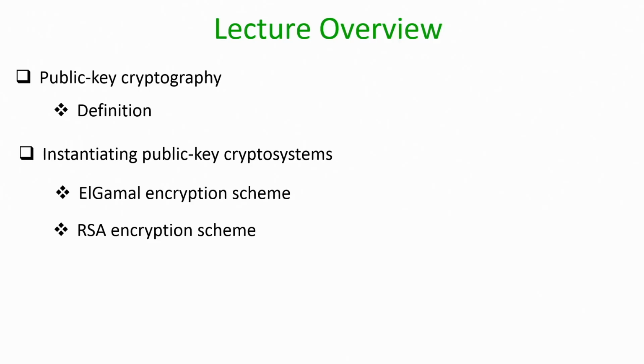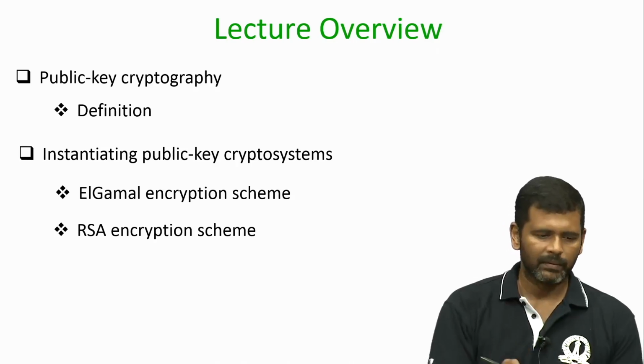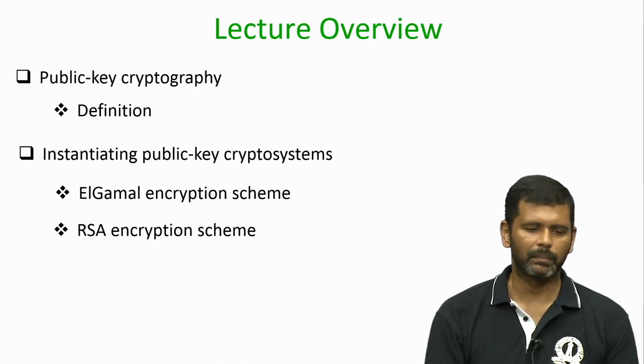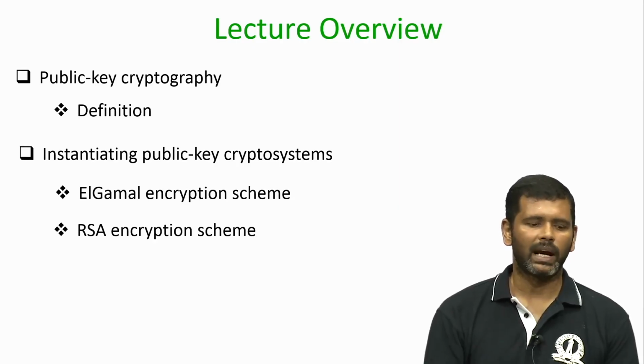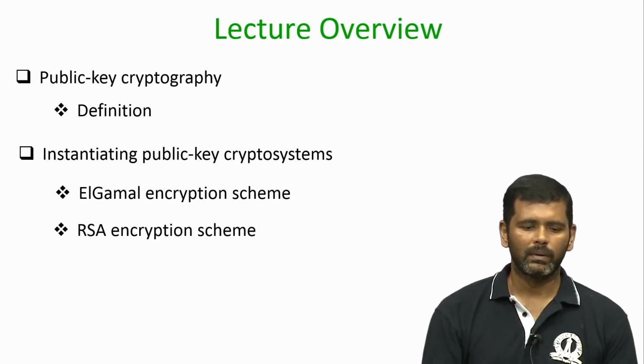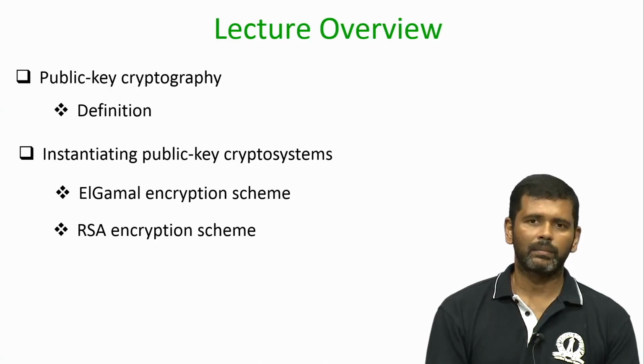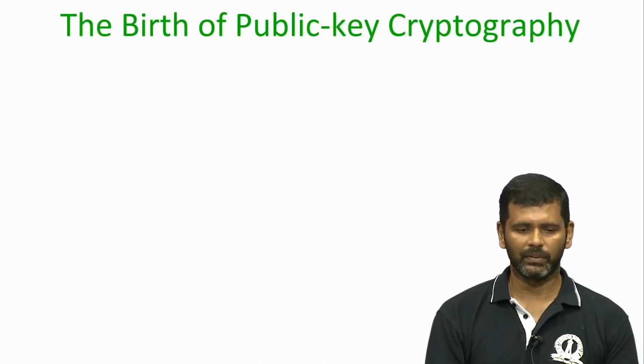So, in this lecture we will continue our discussion on cryptography and we will see some more applications of the concept from number theory and abstract algebra in the context of cryptography. Namely, we will see the definition of public key crypto system and we will see two very popular instantiations of public key crypto system, namely that of ElGamal encryption scheme and RSA encryption scheme.